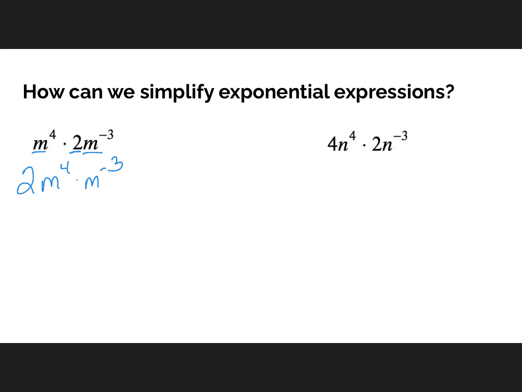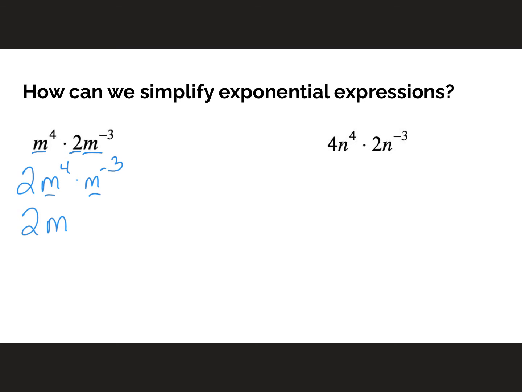Well, remember when we multiply two exponents, or two powers, we add the exponents. So 4 plus negative 3. Well, 4 plus negative 3 gives me 1. So I am left with m to the first power, but we don't write it, remember? So it would be to the first power because 4 plus negative 3 is 1, but we don't write that.